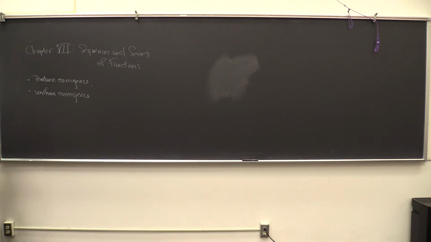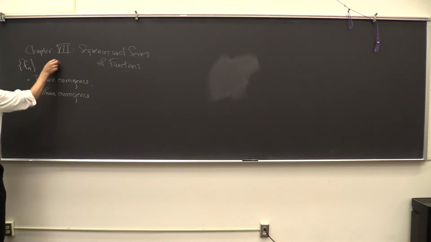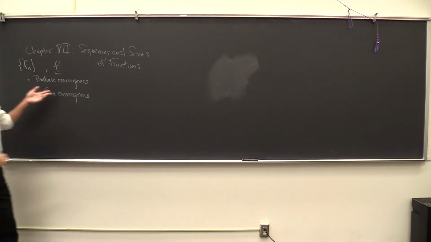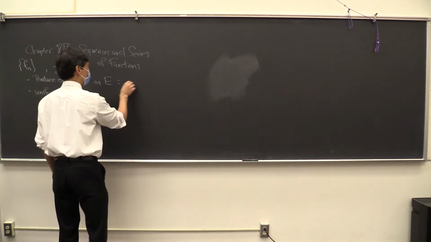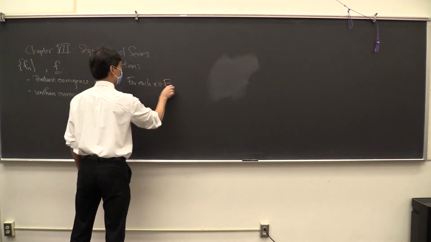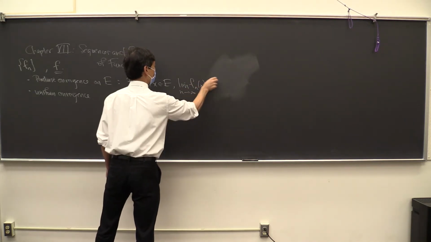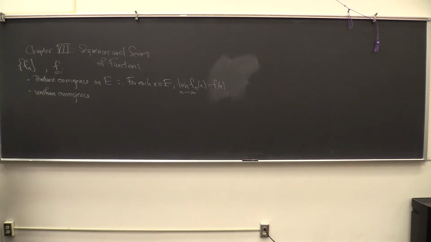Okay, and pointwise convergence meant that you have some sequence of functions, right? And then you have some function that they're converging to, right? And pointwise convergence meant that on some set, at every point, for each x, the limit of the f_n actually existed and was this function f. That was pointwise convergence.